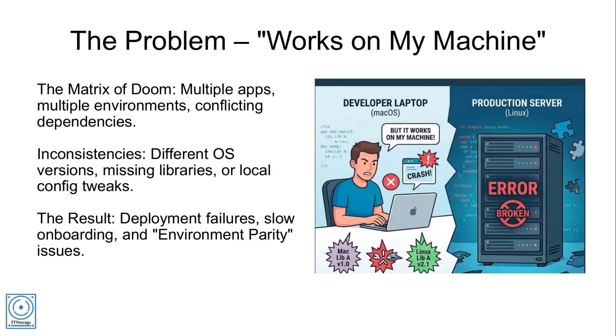The problem: works on my machine. Before 2030, developing software was often a nightmare. Think about it, you develop on a Mac, the test server is running Ubuntu, and production is on Red Hat. You have Python 3.9 locally, but the server has 3.7. Suddenly, the app crashes. This is the matrix of doom.